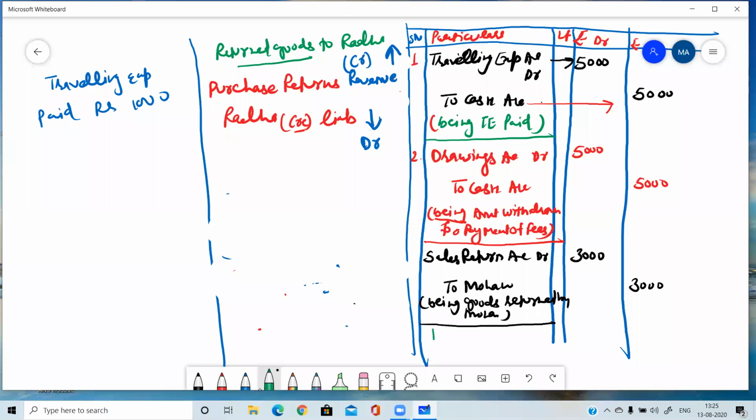Radha debit to purchase return. Amount, whatever the amount is given in the question, suppose 1000. And now write the narration: being goods returned to Radha. Okay, being goods returned to Radha. Am I clear? Please tell me. Am I clear with the concept?